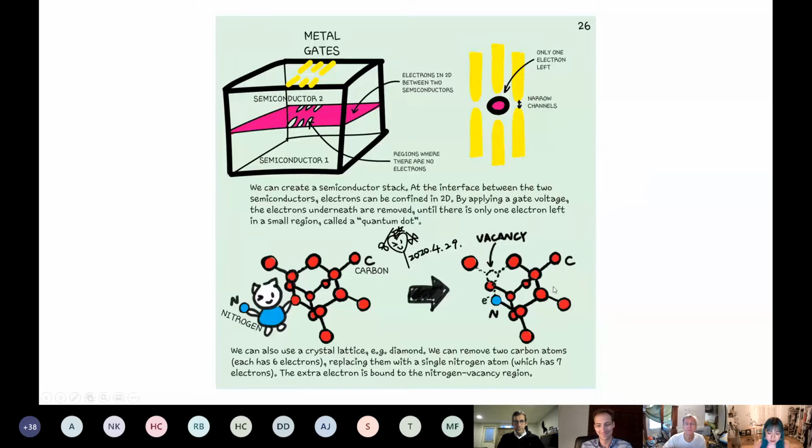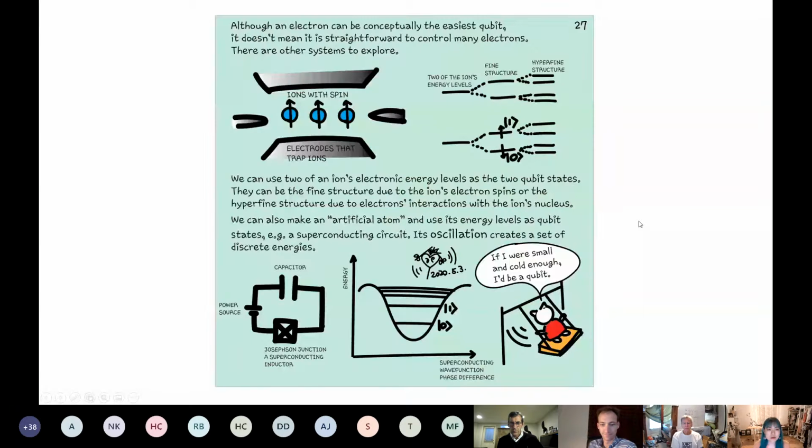But you can also trap electrons in crystal lattices. Here is the example using a diamond. You can actually get a vacancy, replace one carbon with a nitrogen atom, and also carve out a carbon that would create a nitrogen vacancy center that can trap some electrons there. You can also use that.